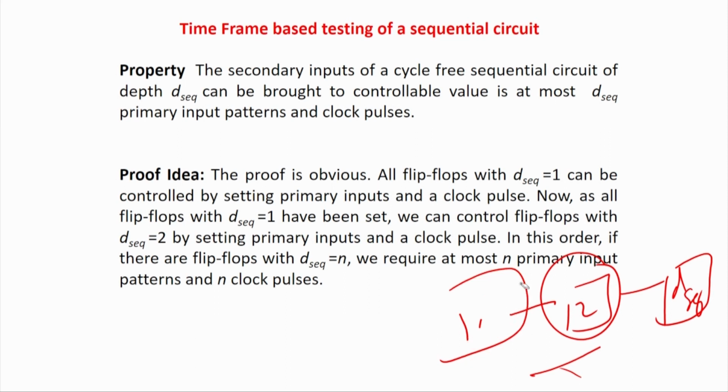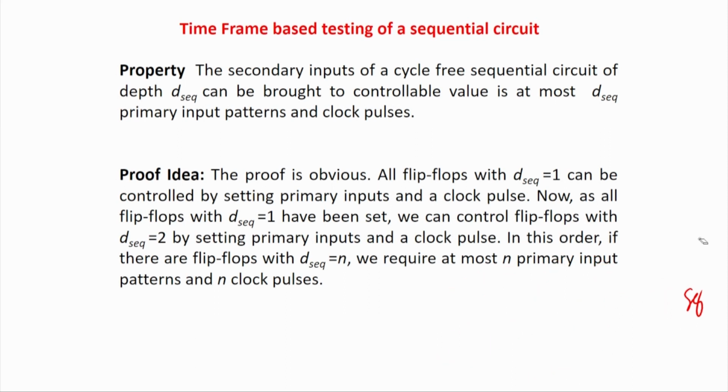So, what it says in very layman's language is that if there is a system or a circuit with flip flops whose level is say k and there is no cyclic structure, then they can always be controllable. So, all the test patterns can be generated and put into that circuit and all faults can be tested, but it will take time.